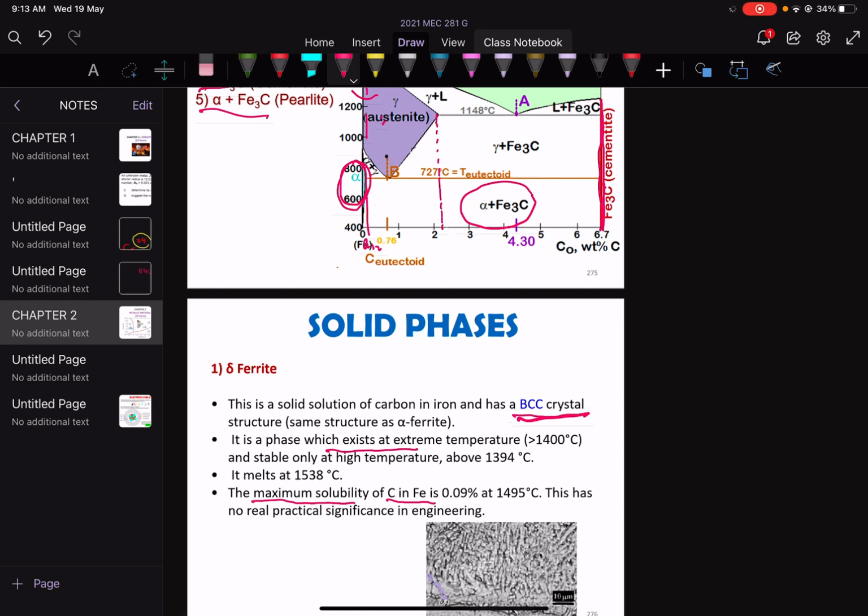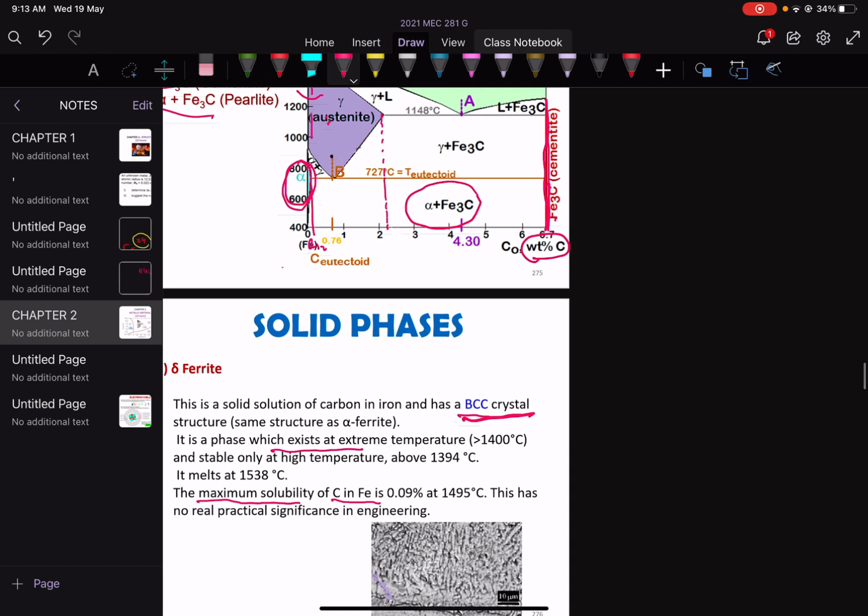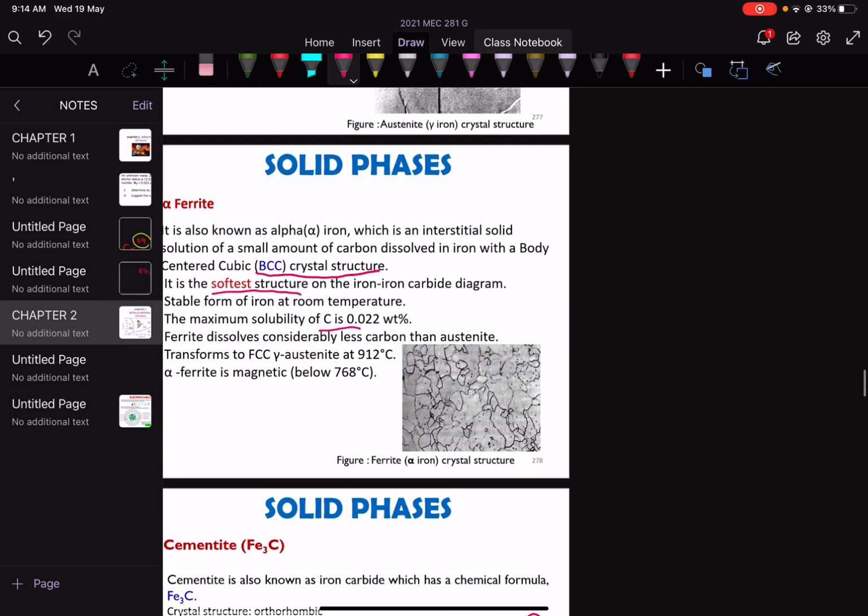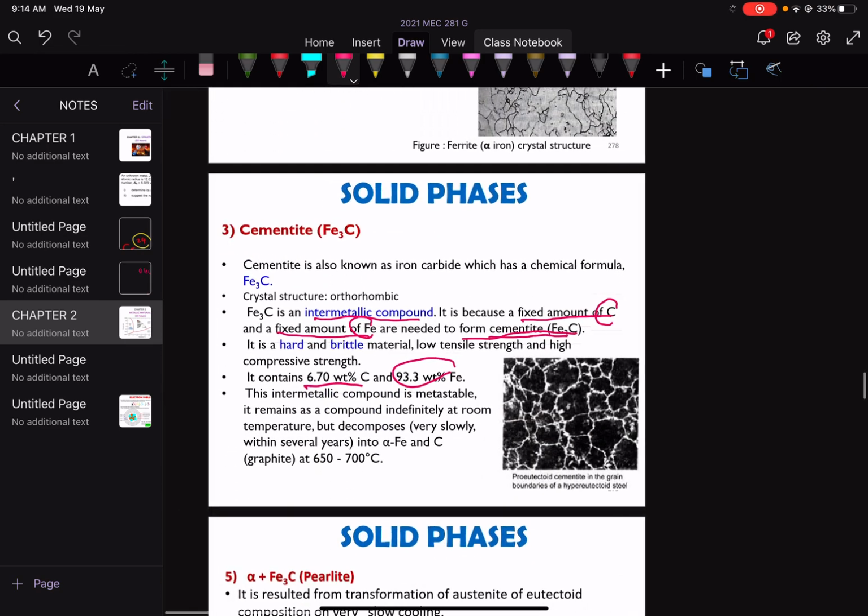When you are adding 6.7% of carbon, then only it becomes cementite. If let's say you are adding 6% of carbon, it hasn't become cementite because it is still at here. Cementite only happens when you are adding 6.7% of carbon, because this amount must be fixed.